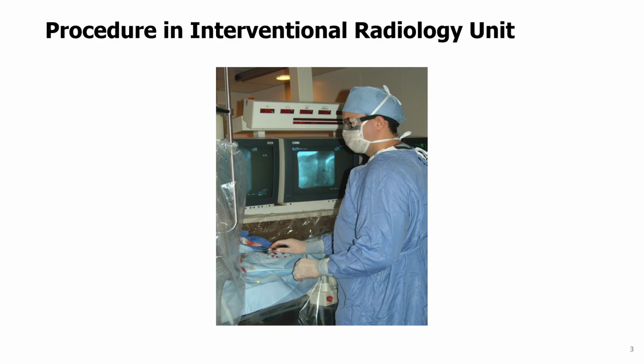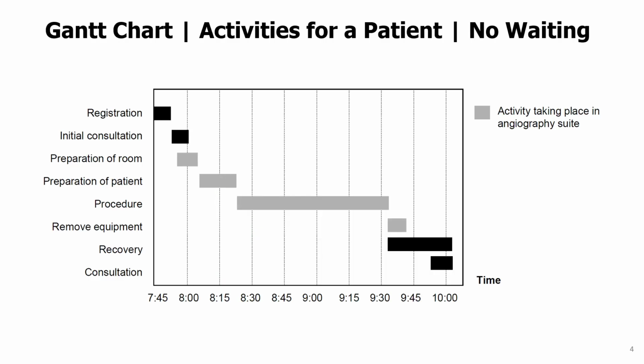If you consider this unit, you can take a view, for example, of a patient, and we can look at a Gantt chart that shows activities that are performed for the first patient who arrives at the unit. And you will see that the activities include registration, initial consultation, preparation of a room, then preparation of a patient, and then the actual procedure, then removing equipment, recovery, and consultation.